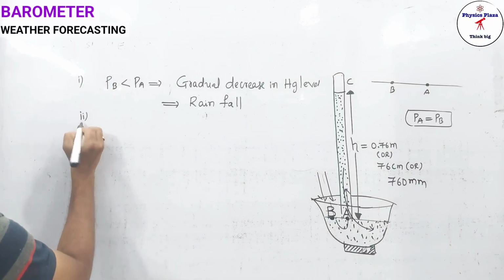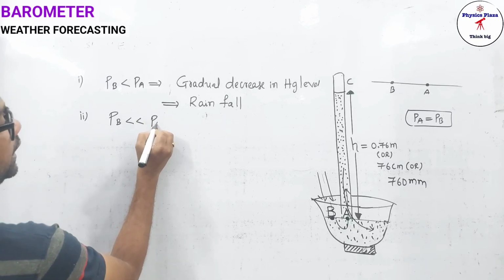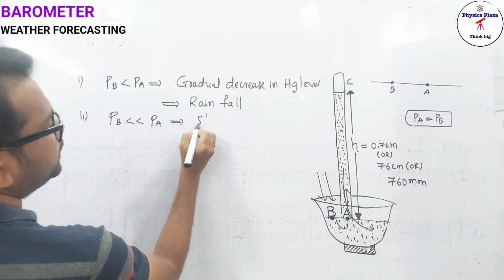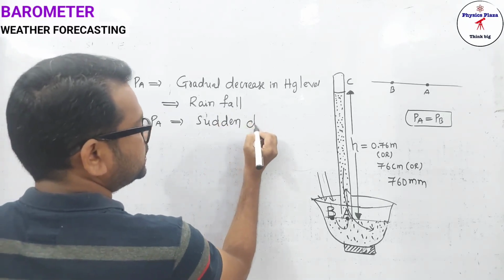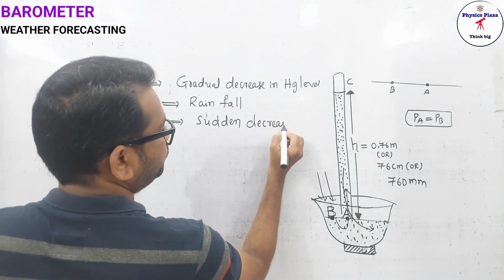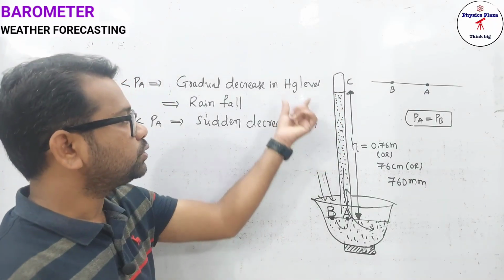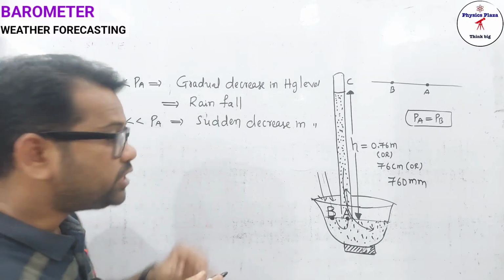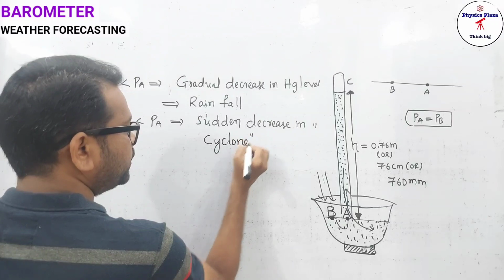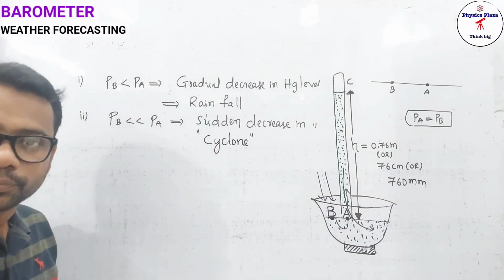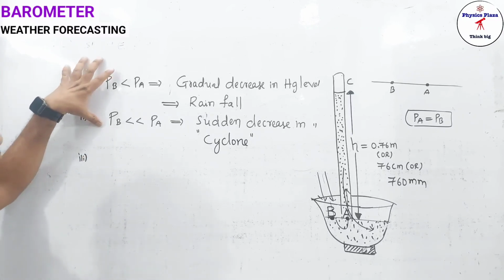Suppose, children, outside pressure is very much less than the inside pressure. Then what will happen? There will be a sudden decrease in mercury level, which indicates a cyclone, or even a tsunami, we can say. Okay, fine. So these are two cases where outside pressure is decreasing.